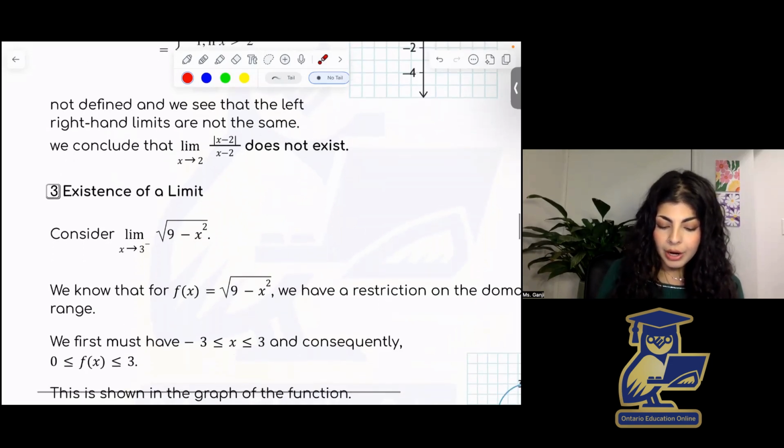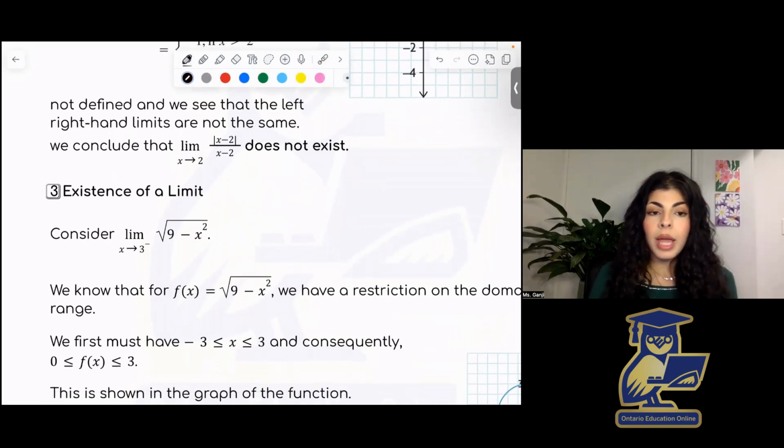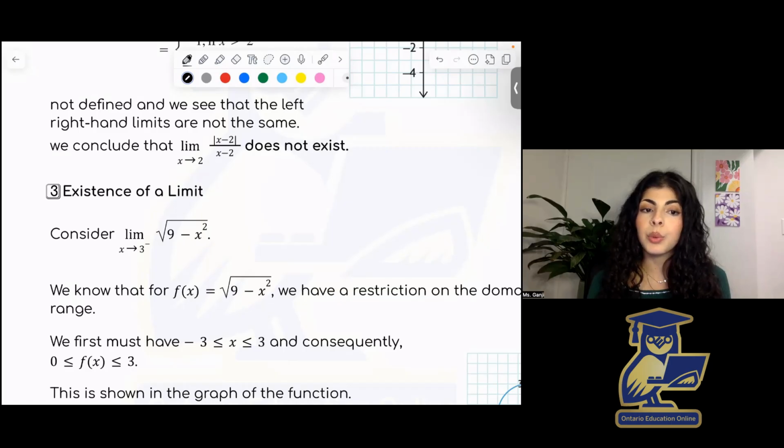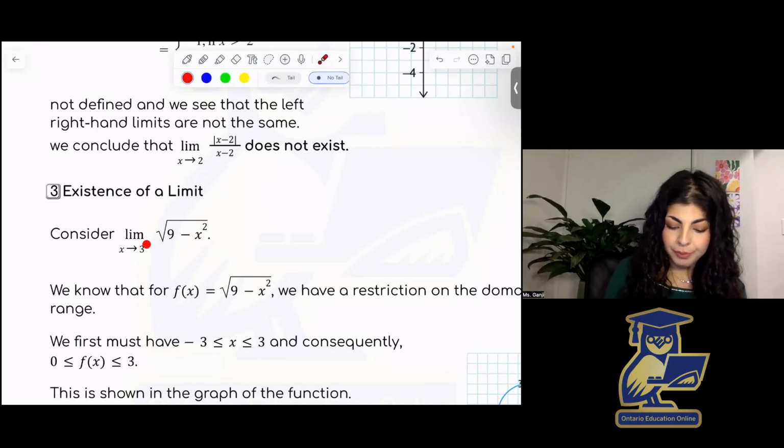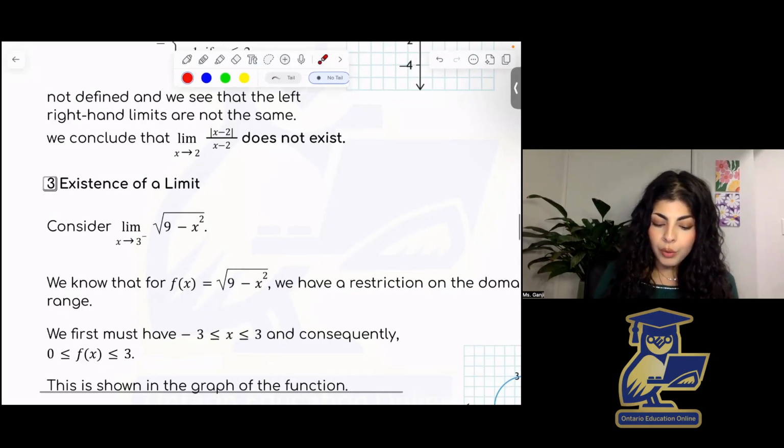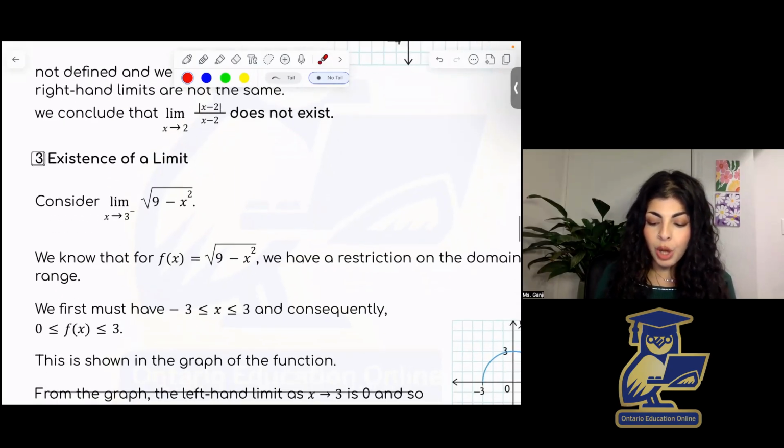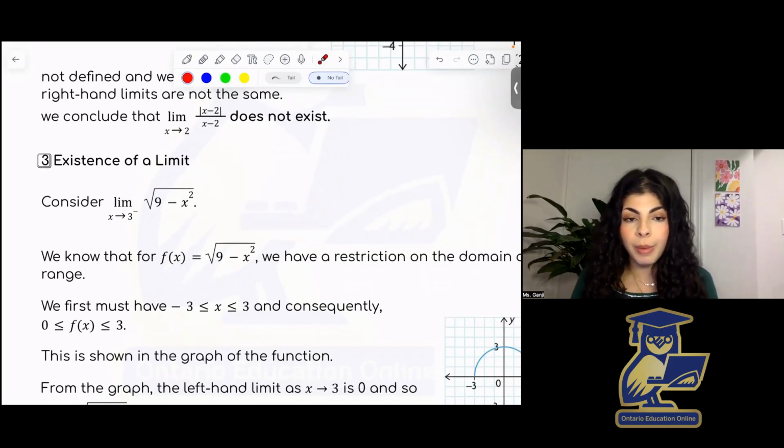Now, here we have the square root of 9 minus x squared, and we want to find the limit of x approaching 3 from the left-hand side because of that negative. So we know that for this function, we already have a restriction on the domain and range.